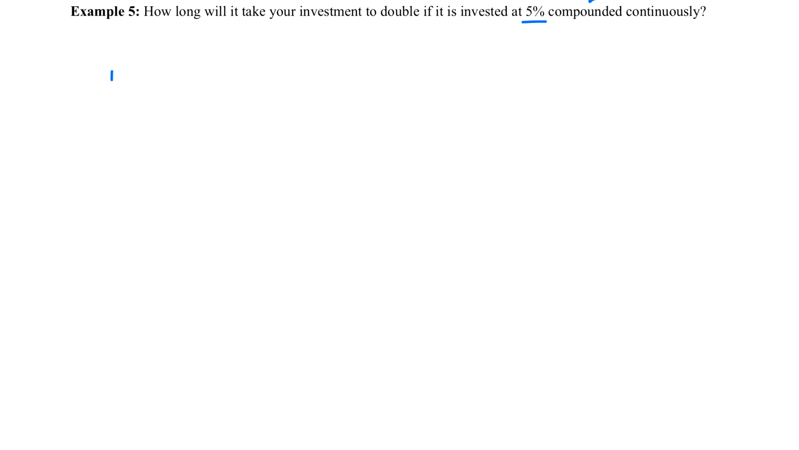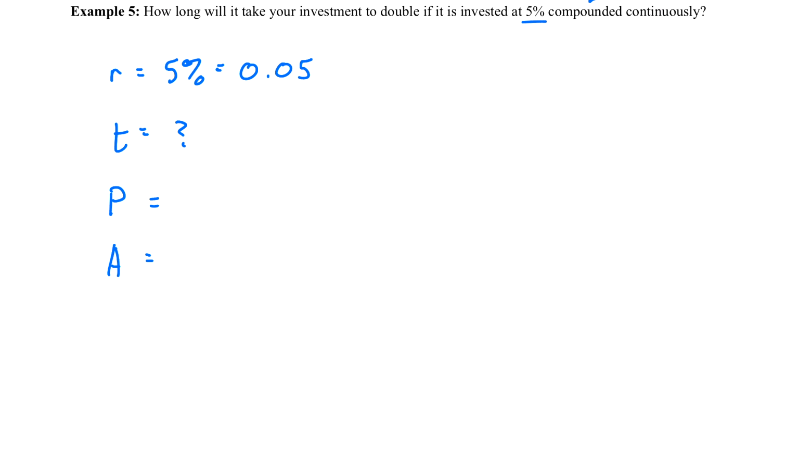So I know that r is equal to 5%, or 0.05. Beyond that, it says how long, so I know I'm trying to solve for t. t is going to be my variable. That's what I'm trying to solve for here. But if I think about the other parts of my continuous compound interest formula, I still need to know what is P and what is A. I don't really know what those are. It didn't tell me what those were.